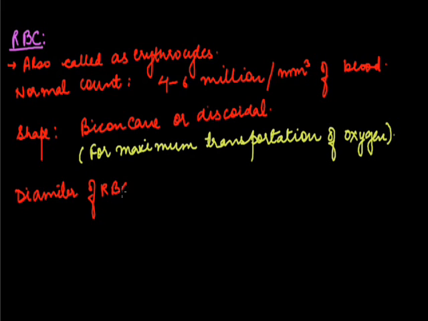The diameter of RBC is 7 micron, and if we talk about its biconcave shape, then this diameter is around 2 micron and this central part is around 1 micron.